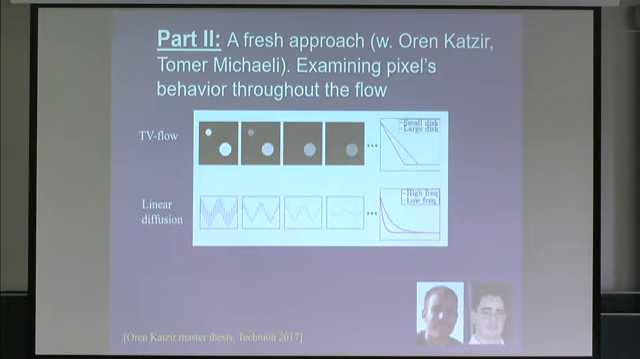So he helped us. And so what are the insights, how can we connect TV flow with linear diffusion? We look again at eigenfunctions, and we try to see what's happening here, the behavior of the pixel. This small disk shrinks fast under the TV flow. This is the red one. We take a pixel here, and see how it goes over time. This is time in the gradient flow.